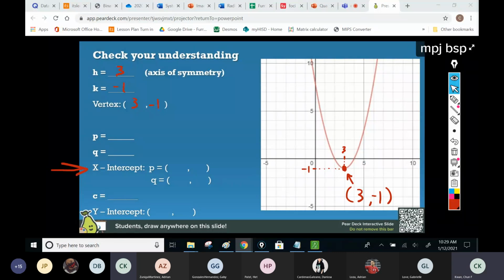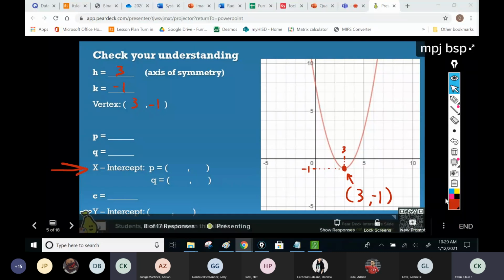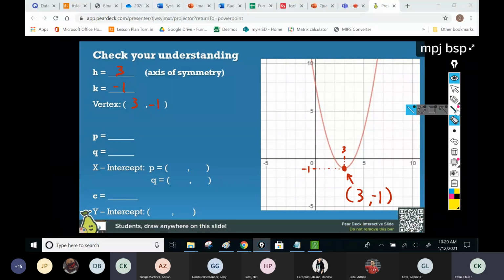All right, so most of you guys label it correctly, but maybe you guys don't know how to find the location? So the x-intercept, one of them is right here. The other one is right here. One of them is P, the other one is Q.